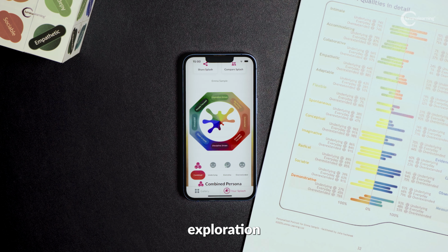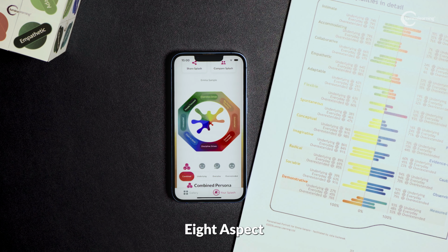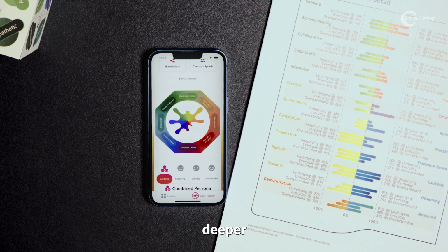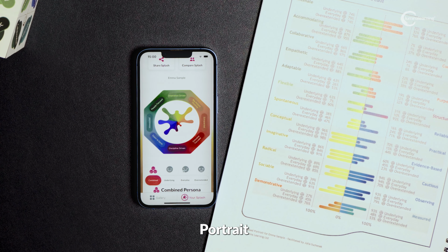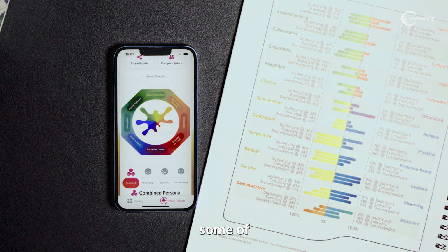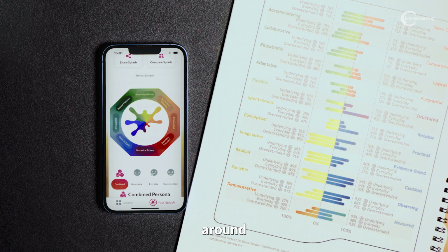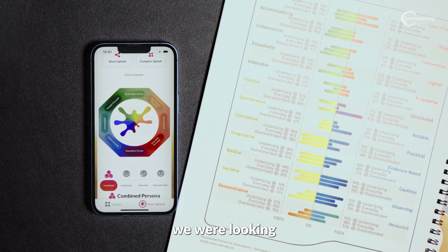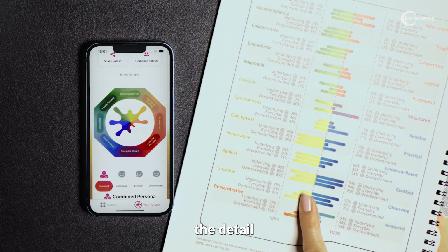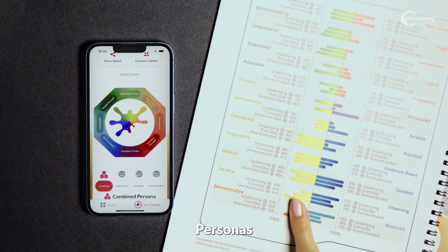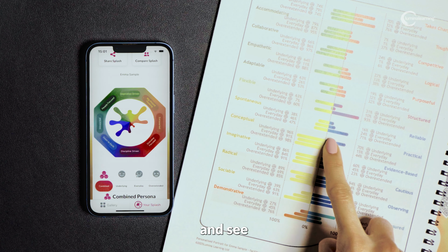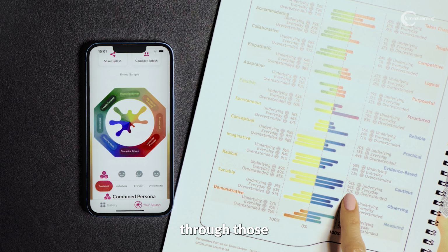After you've done an exploration of the splash at that 8 aspect level in the app, you may wish to delve deeper by going back to the Lumina Spark portrait and perhaps challenging some of those assumptions that we are making and some of those narratives that we are building around what's happening. For example, we were looking at the big picture thinking qualities, and so we can see here the detail across the 3 personas and the down to earth. And we can dig into those persona patterns and see what might really be happening through those 3 personas.